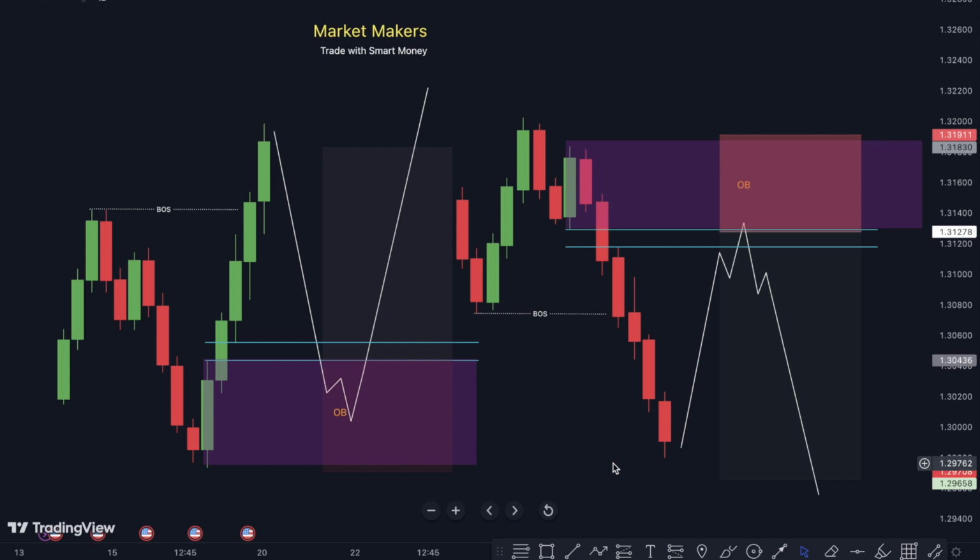So in this video I am teaching you how an order block looks and how you can identify them. In an upcoming video I will teach you how you can take trades relying on order blocks with high probability and high risk to reward. Let's see some examples in the charts now.